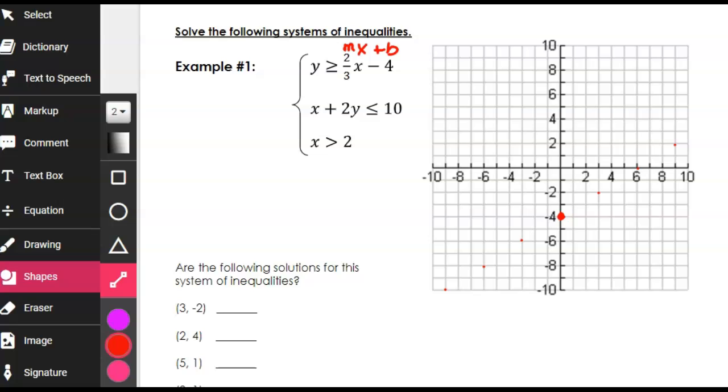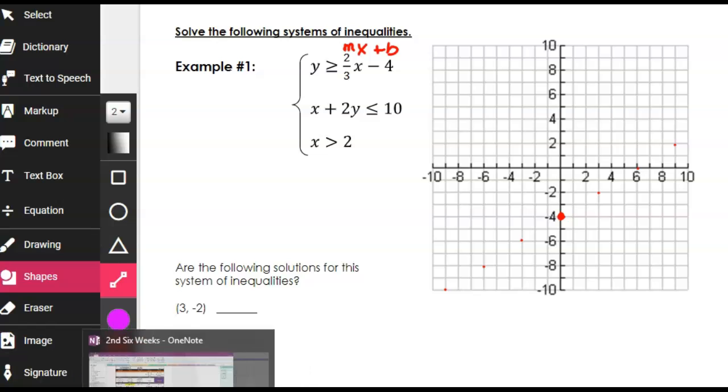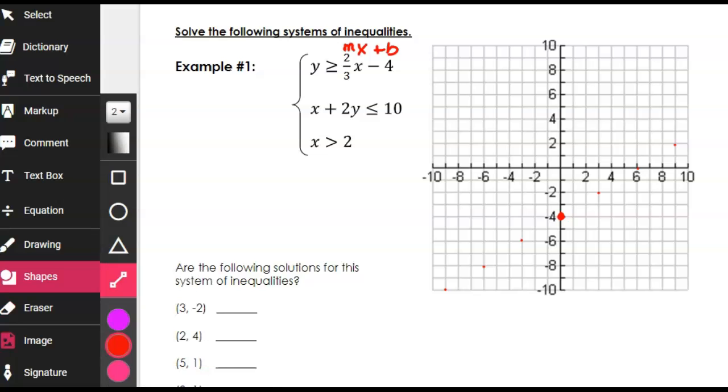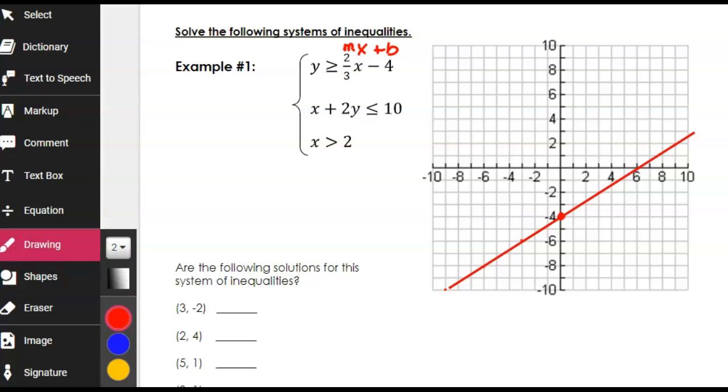I can use my shapes tool to draw the line, but I need to make sure that my line is supposed to be solid here, because if it's supposed to be dotted, I don't have a tool in the shapes tool area that will do that. So I look at my inequality sign. I notice that my inequality is greater than or equal to, which means that I need a solid line here. The or equal to is what makes the solid line necessary. So I'm going to graph my line. I'm going to put some arrows on the end of that.